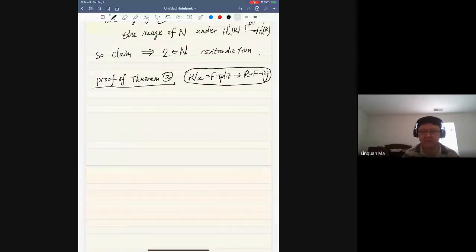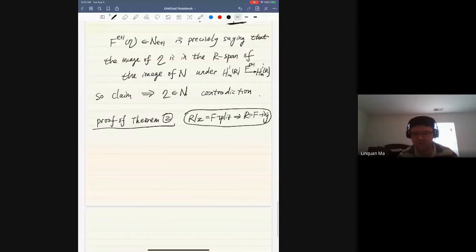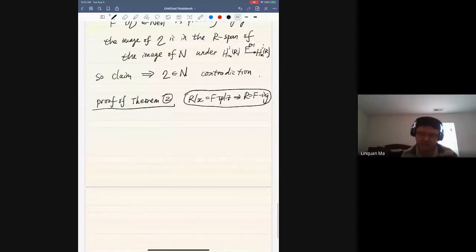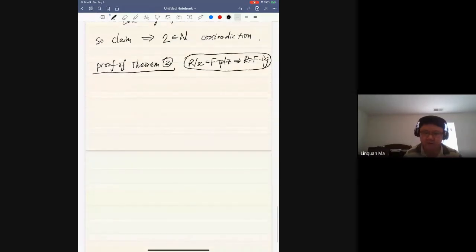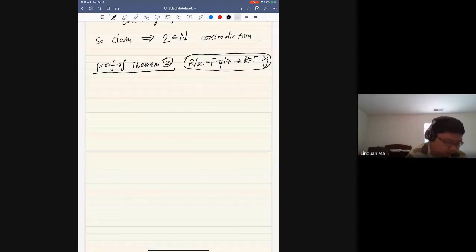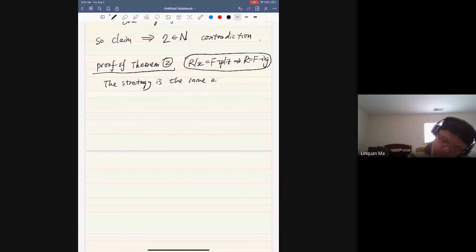Okay? But their result is slightly more general, and they also use my theorem, but they carried the proof to some slightly general context. So I encourage you to read their paper if you are interested in this topic. But anyway, let me just quickly finish this. So the strategy is the same as in the CM case.